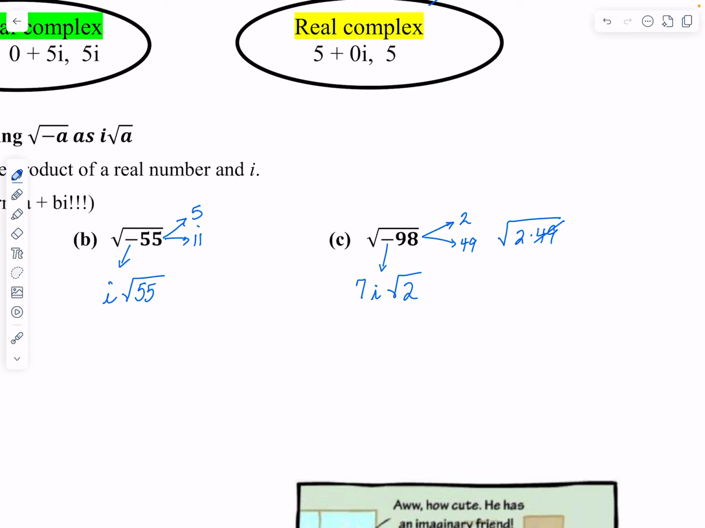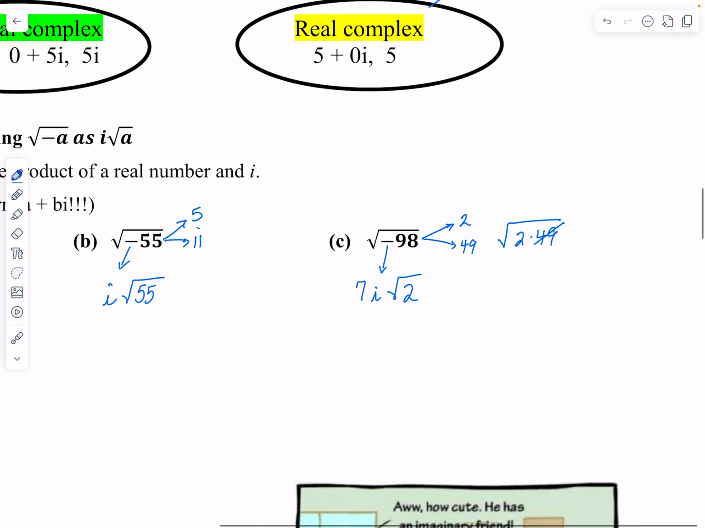Now notice where I put those i's. I nestled that i in between my whole number and my square root. So that's where you want to put your i. If you put your i over here, sometimes it could get confused and come underneath. So that's why we don't put it there.